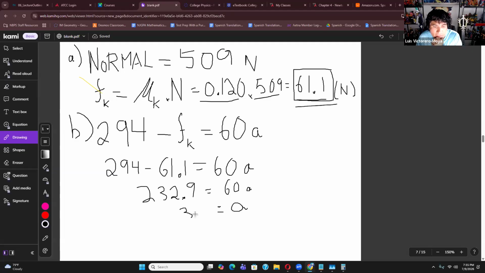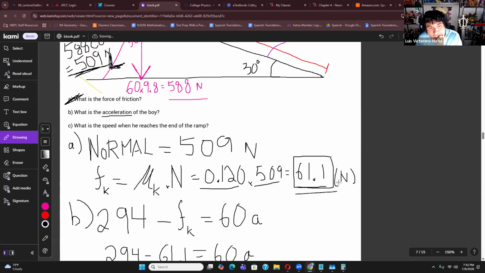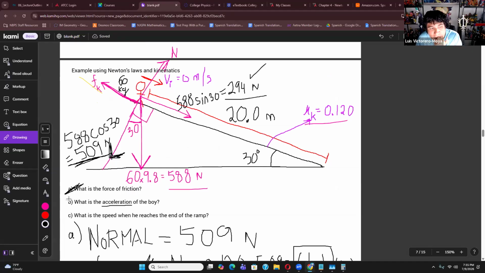3.88, yes, that makes sense. Meters per second squared. That's the acceleration. Any questions? We did part A and part B.